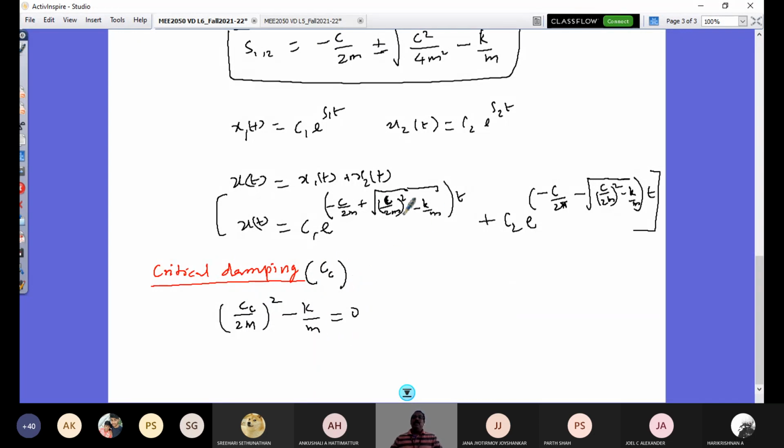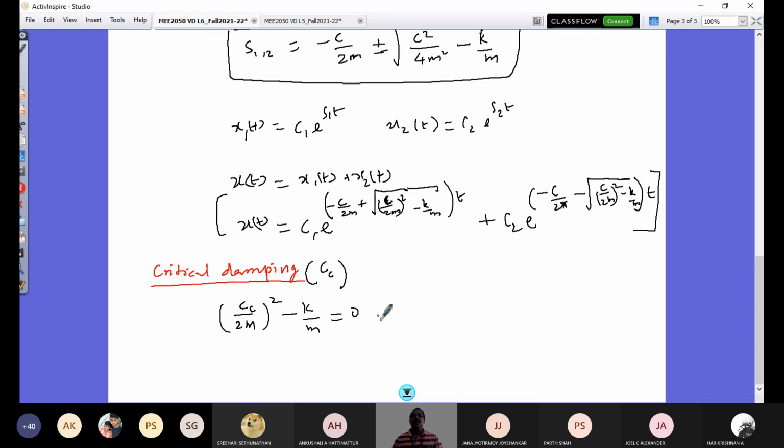So if this is 0, your root is going to be what? C1 e raised to minus C by 2m T. So this is going to be 0. That time the damping here, the C would be Cc by 2m. So C1 e raised to minus Cc by 2m plus C2 e raised to minus Cc by 2m into T. If I write that, I'll get the vibration called a critically damped vibration. So that is where you define this critical damping.